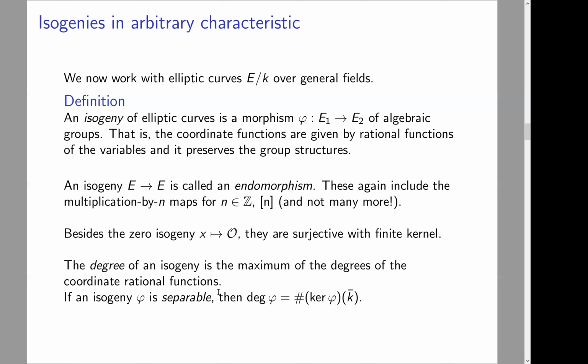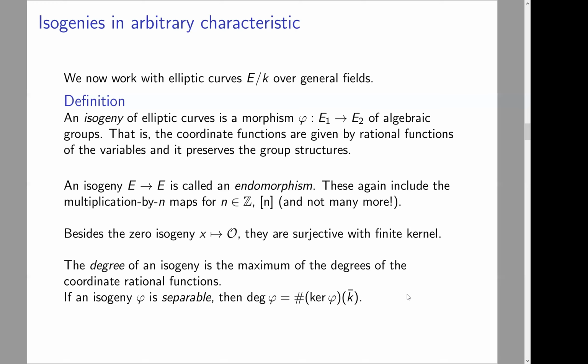And if the isogeny has a special property called being separable, then the size of this finite set is precisely the degree of the isogeny. Now, separable is a sort of niceness hypothesis. It's related to the idea that you write down a certain derivative and you ask it to be not uniformly zero.